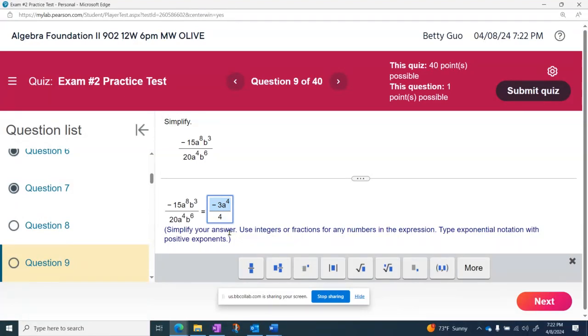And then we do b. We have b to the power of 3 on the top. We have b to the power of 6 on the bottom. This time, the bottom is dominating because the exponent is bigger. That's why we are going to have leftover b's on the bottom, b to the power of 3. Let me know if it's clear.